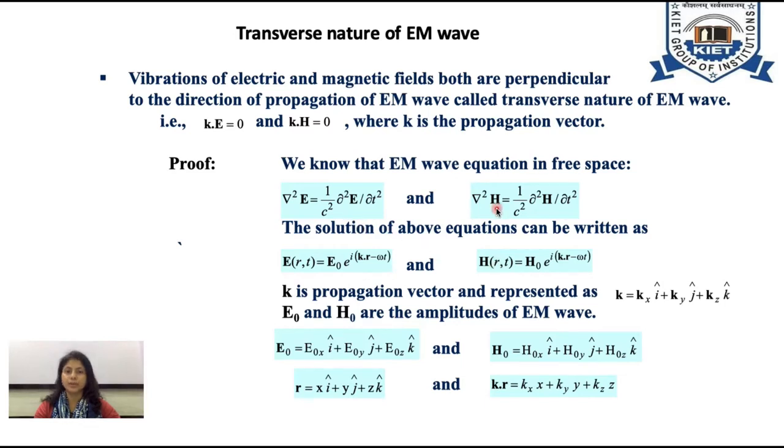Here k is the propagation vector and can be represented as kx i plus ky j plus kz k. E naught and H naught are the amplitudes of the EM wave, where E naught is equal to E naught x i plus E naught y j plus E naught z k, and H naught is equal to H naught x i plus H naught y j plus H naught z k. r is any observation point, which is equal to x i plus y j plus z k. Then for k dot r, i dot i is equal to 1, j dot j is equal to 1, k dot k is equal to 1, otherwise all are 0. Therefore k dot r becomes kx x plus ky y plus kz z.